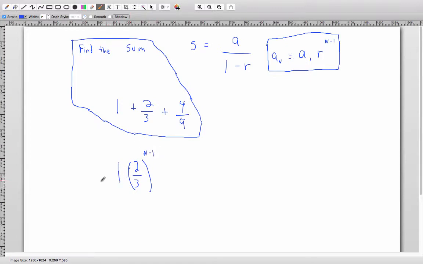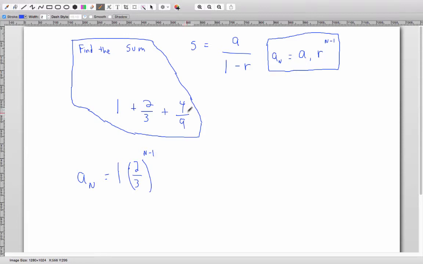So just to understand this, making this a sub n, 1 is the first term. If I were to plug in the 1 for the first term, this would be 1 minus 1, which would be 0. 2/3 to the 0 power is 1. 1 times 1 is 1. That works. Here, 2/3 to the 1 power, really I'm plugging in a 2 for the second term. 2 minus 1 is 1. So 2/3 times 1 is 2/3.